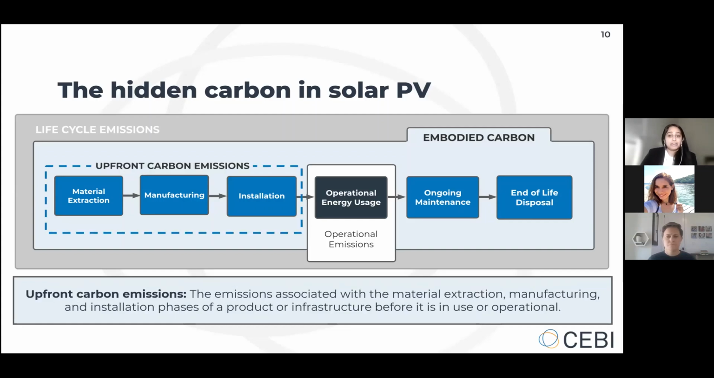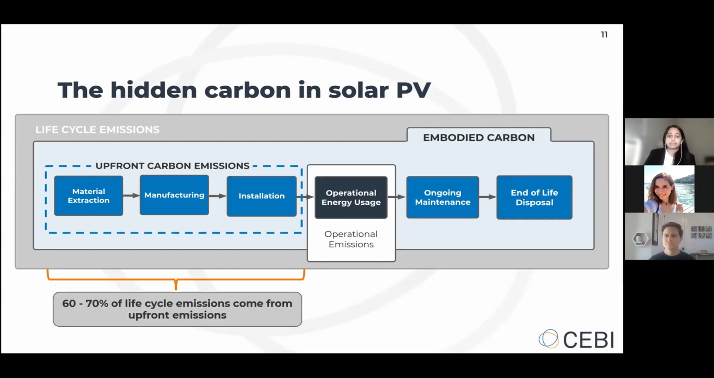For solar PV, our focus is actually on upfront carbon, or the emissions associated with the material extraction, manufacturing, and installation phases before it is in use and operational. Upfront emissions are sometimes referred to as embodied carbon as well. So if you ever come across this terminology, just make sure you know how they're defining embodied carbon.